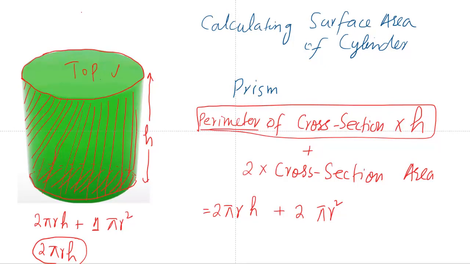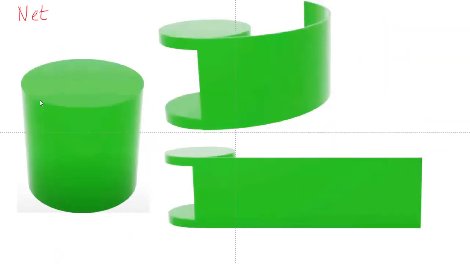Let's discuss the net approach. In the net approach, we cut the cylinder from one edge, like this, from here. Suppose we cut the cylinder from here, and then we open this curved shape of the cylinder.